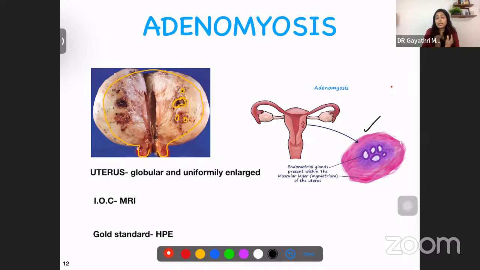So adenomyosis, yes, again, a very important topic. There have been various clinical scenarios on this topic, an image-based question from this topic, and a very frequently asked question as well.